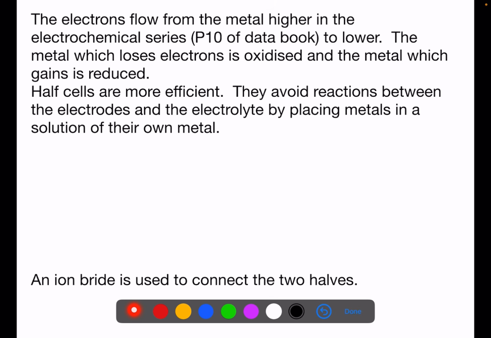When we do this, it's more efficient to use half cells. This avoids any reactions which might happen between the electrodes and the electrolyte. So when a metal is placed into a solution of a less reactive metal, we can get a displacement reaction happening. So rather than having that happen, we put the metal into a solution of its own ions, and then that way there'll be no reaction.